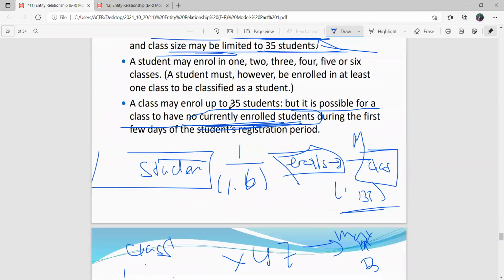A class may enroll 0 to 35 students, but it is possible for a class to have no students currently enrolled during the first few days of the student registration period. That's why we can take it as a 0.